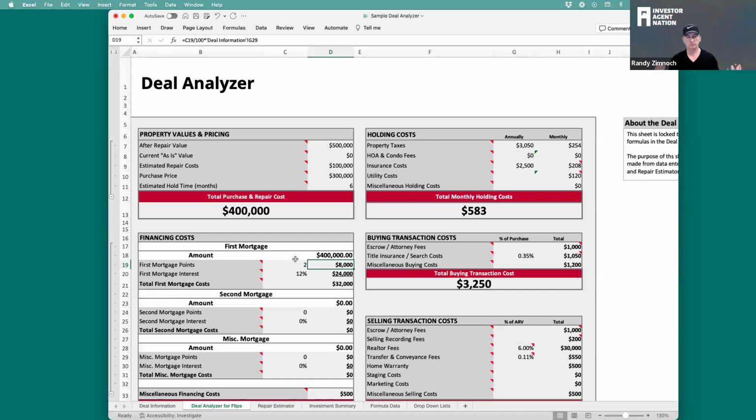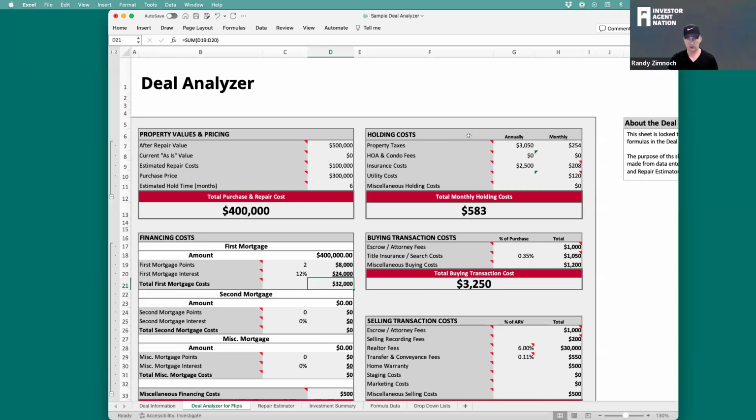Based on our 6 months hold time, it automatically calculates that we're going to spend $24,000 in interest over the 6 month period. If we kept the property for a year, that number would be 48,000. It would be double. So my total first mortgage cost adds up quick. Hard money is expensive. It's 32,000. No second mortgage, so those are zeros, and there's just a small miscellaneous financing cost that we always like to stick in there for 500.